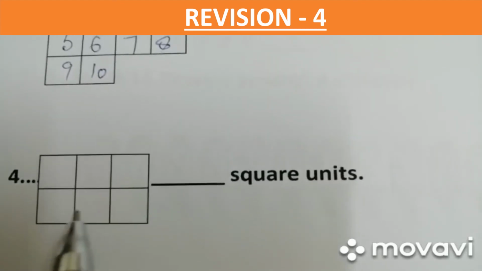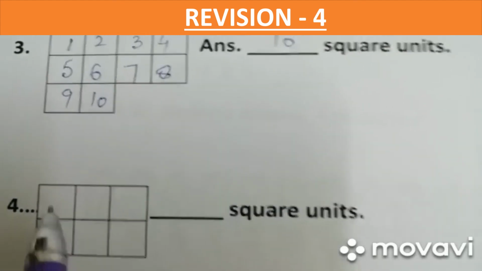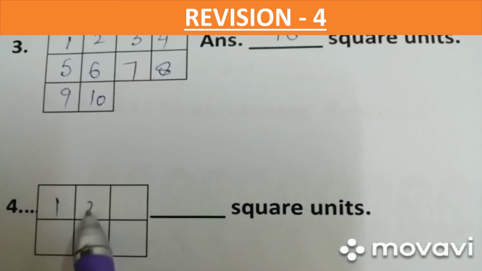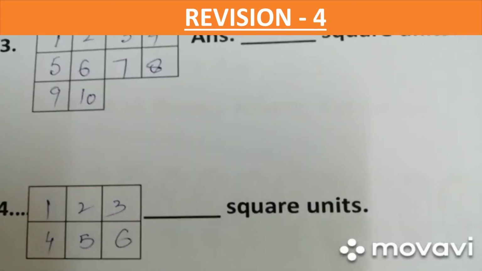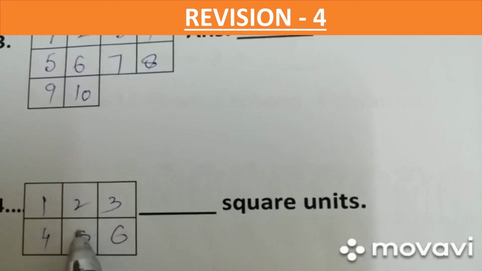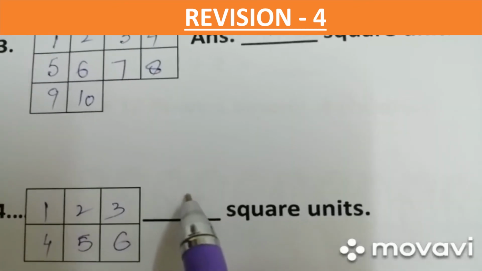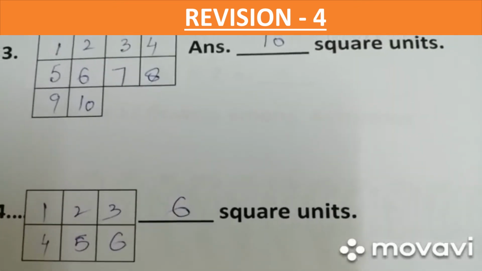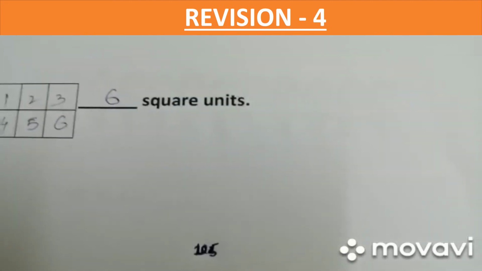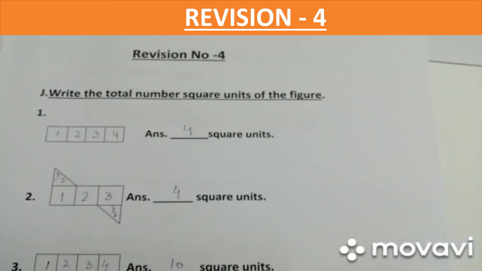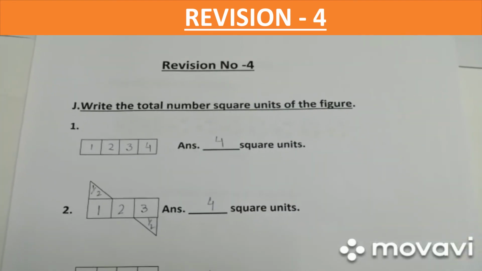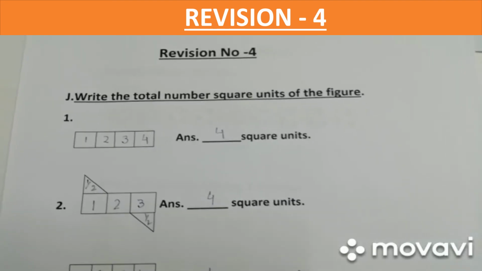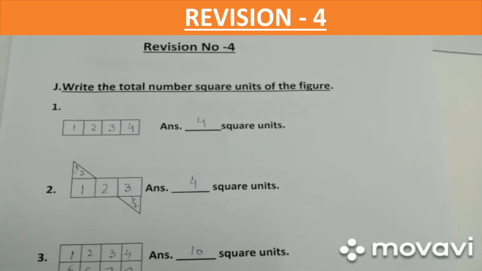You are doing good. So now let's count the area for this figure. 1, 2, 3, 4, 5, 6. What is the area of this figure? Very good. Excellent. This is 6 square units. So this was all about page number 105 and revision 4. This was all for today. We finished revision till revision 4. In the next video we will start our revision 5.